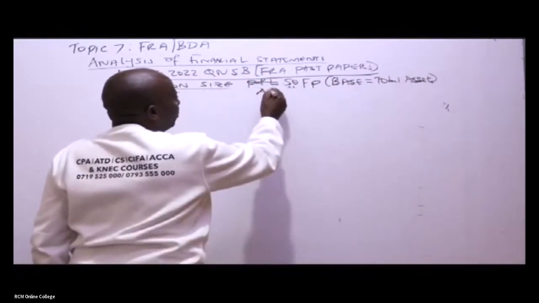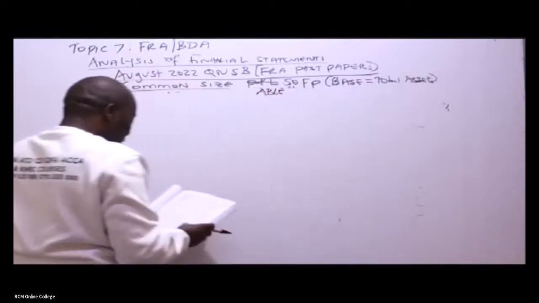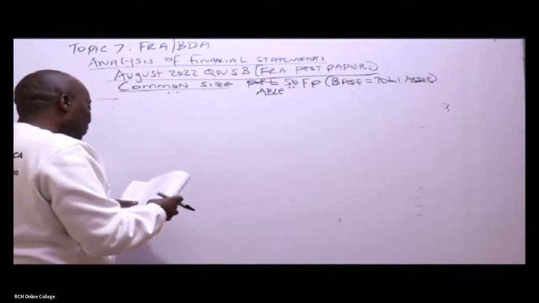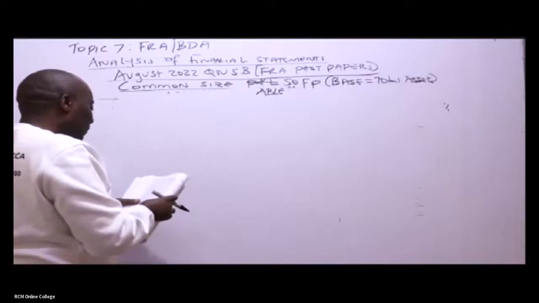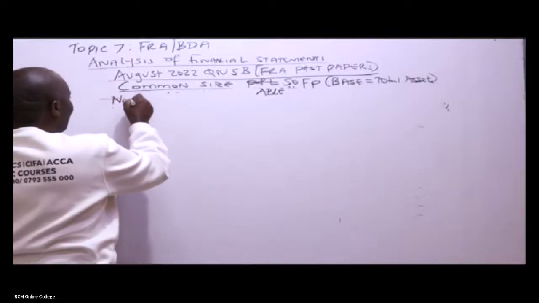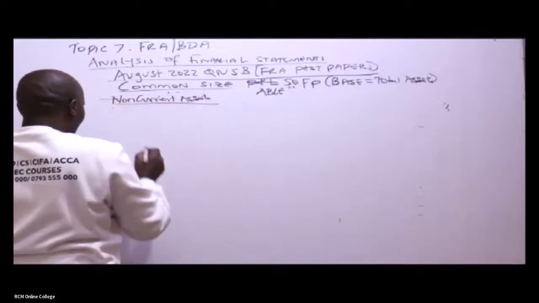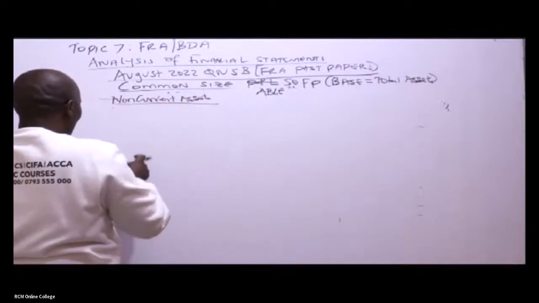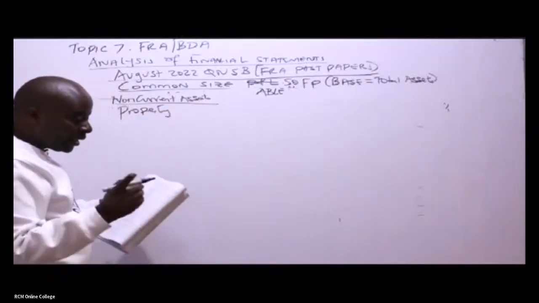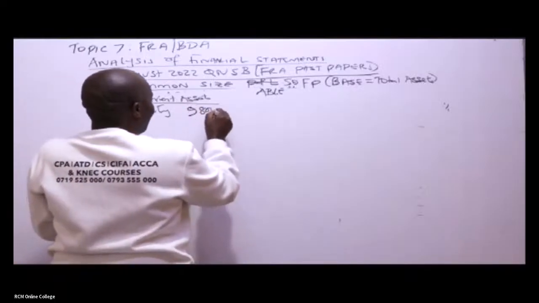Let's start with Able. So we have our statement of financial position, given there. For Able Limited, is there somebody who is able to see the total assets? So we have non-current assets. Under non-current assets, ladies and gentlemen, I can see property. The property for Able is 9,800, so it will be 9,800.